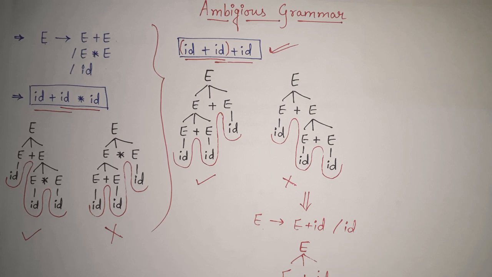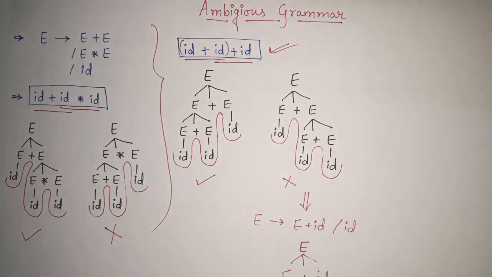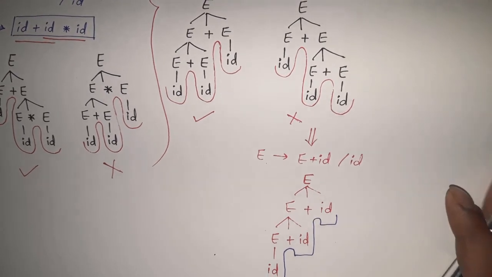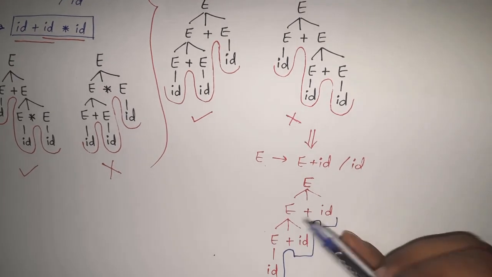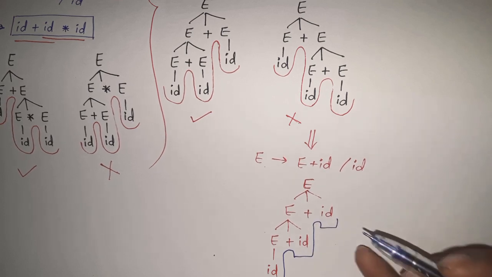So in this case, if you see, the root of the tree is ID plus ID plus ID, which means we are able to generate this string with only one parse tree possible. This is the only parse tree that is possible, right? ID gives ID, ID gives ID plus ID plus ID. So this is the only tree possible, and this tree is giving us the right answer, the right way that it should happen. First ID and second ID will be added, and then the result will be added with the third ID.